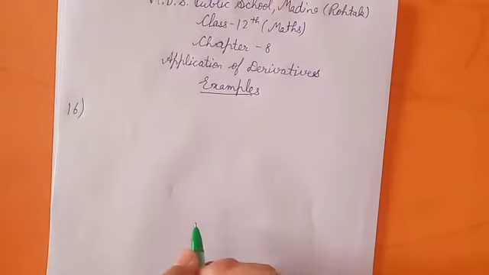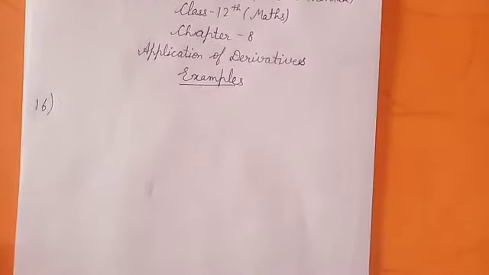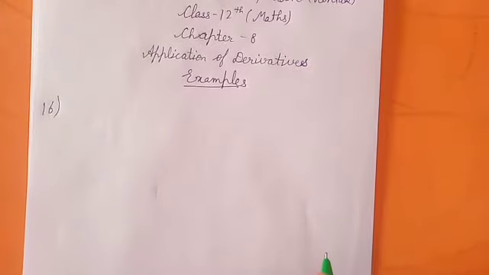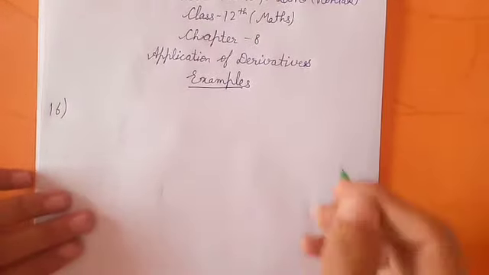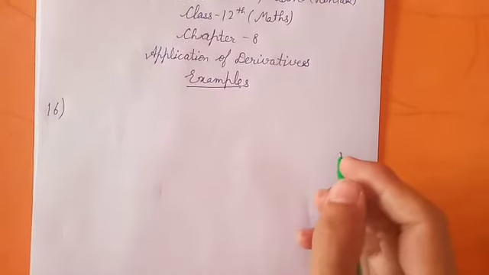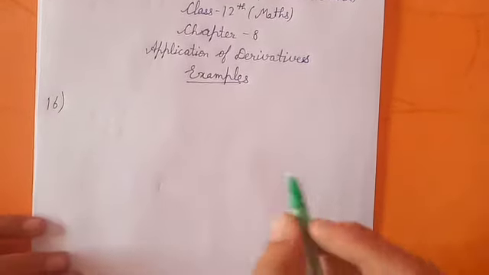Example 16. A window has a shape of a rectangle surmounted by an equilateral triangle. If the perimeter of the window is 12 meters, find the dimension of the rectangle that will produce the largest area of window. It is just like example number 15.